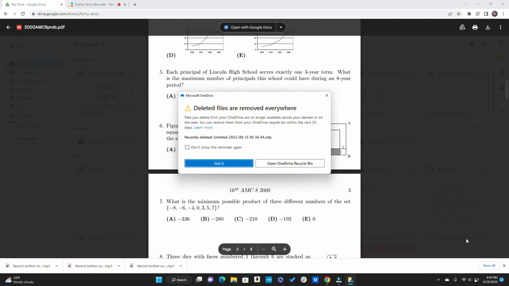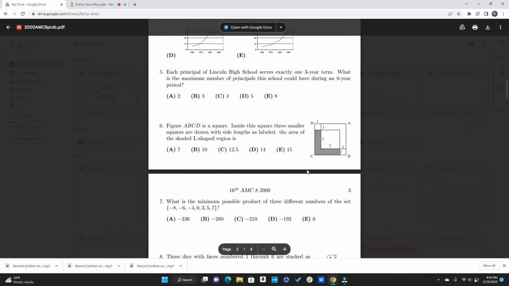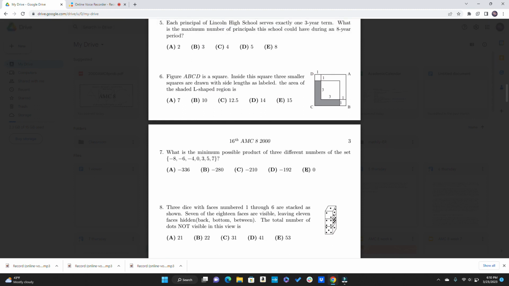We want to know the minimum of the set of the possible 3 products, right? So out of 3 numbers picked out of that set of numbers, what 3 would you multiply together to get the smallest number? Because we have negative numbers, we want to multiply them together and get another negative number. So for example, we could have -8 times -6 times -4. That'll give us a negative answer.